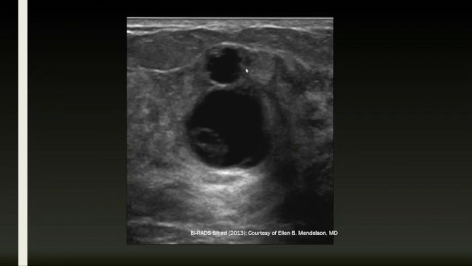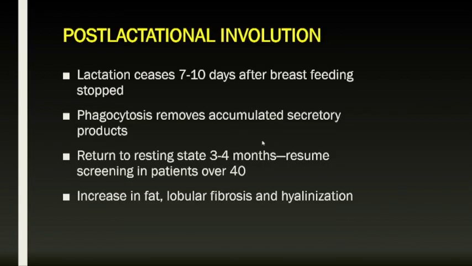This is a typical appearance of a couple of galactoceles, one sitting right on top of the other with the little nodules that I described to you. If you aspirate these, you'll get back milk. Is it necessary to aspirate any or all of them? Probably not.